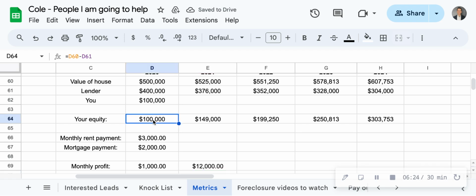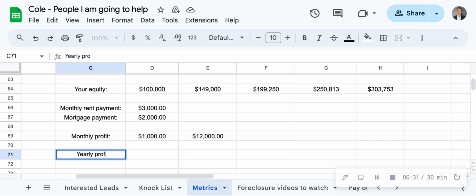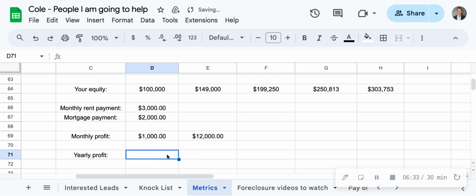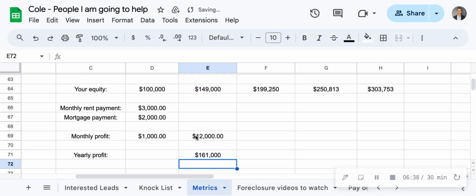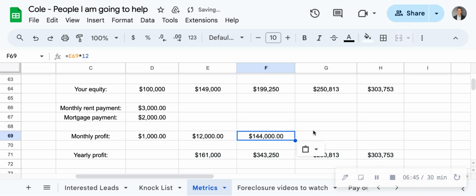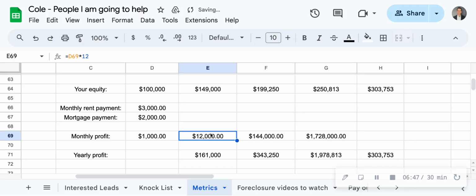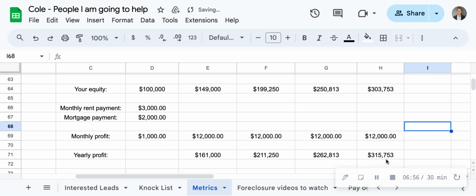So let's count all of this equity. So now your yearly profit, including equity, would be your equity plus your rent. Wild. Oops, and that didn't drag over because I didn't copy these over. Whoa, whoa, whoa. Boom, boom. There you go. So there you go.